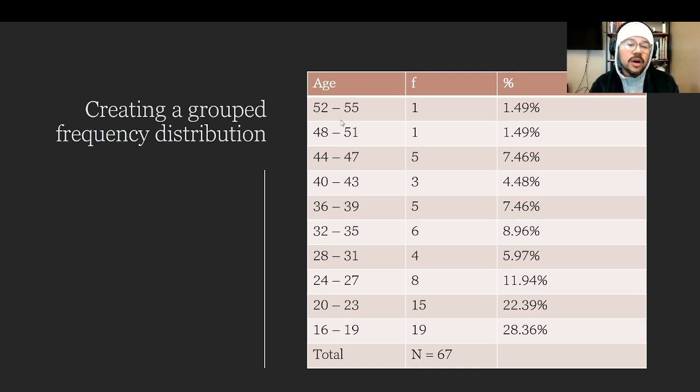Notice also that as part of the guidelines, for each of our class intervals, the bottom-most value is a multiple of the interval size. The interval size is 4, and each of these class intervals does begin with a multiple of 4. 16 is a multiple of 4, 20 is a multiple of 4, 24 is a multiple of 4, and so forth. So I'm not asking you to create them. I just want you to know that this is the process that we would go through in order to try and make better sense of the data that we've collected.